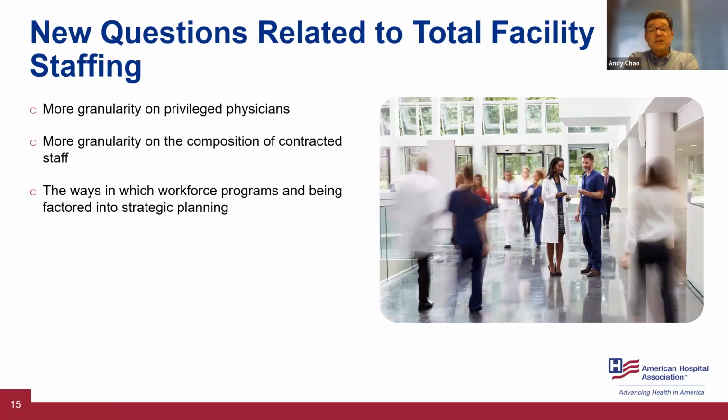In the staffing section of the survey, we added a bit more granularity on privileged positions, on contracted staff. And we also asked some interesting questions about which workforce programs hospitals factor into their strategic planning process. These were optional questions, and about 2,800 hospitals responded.